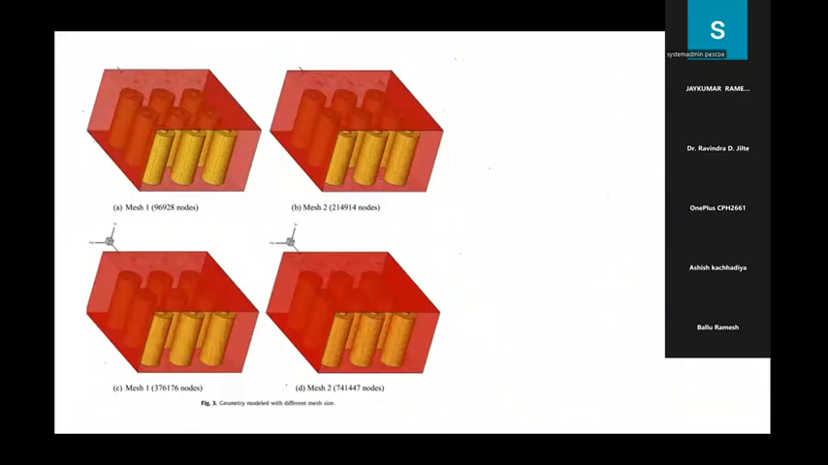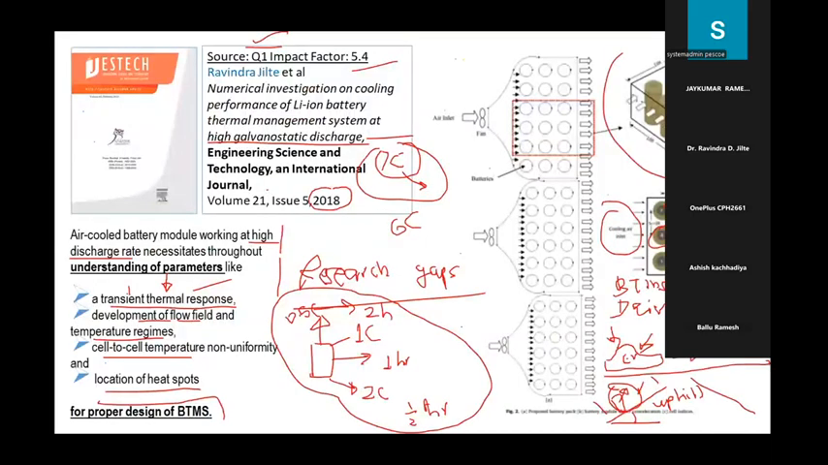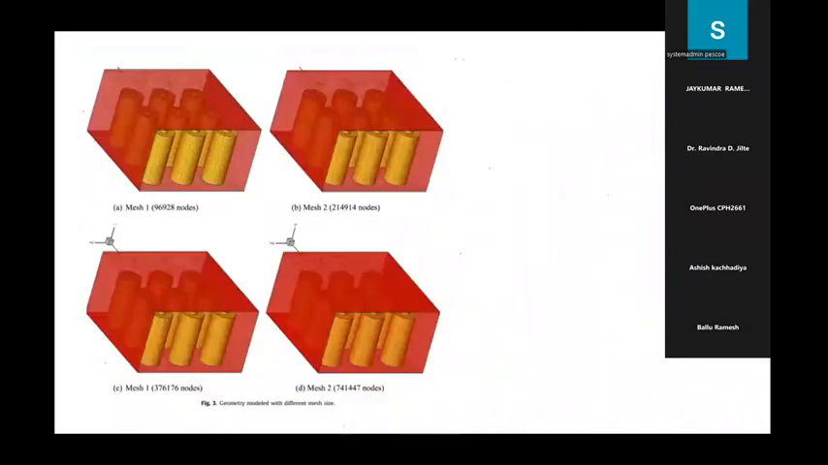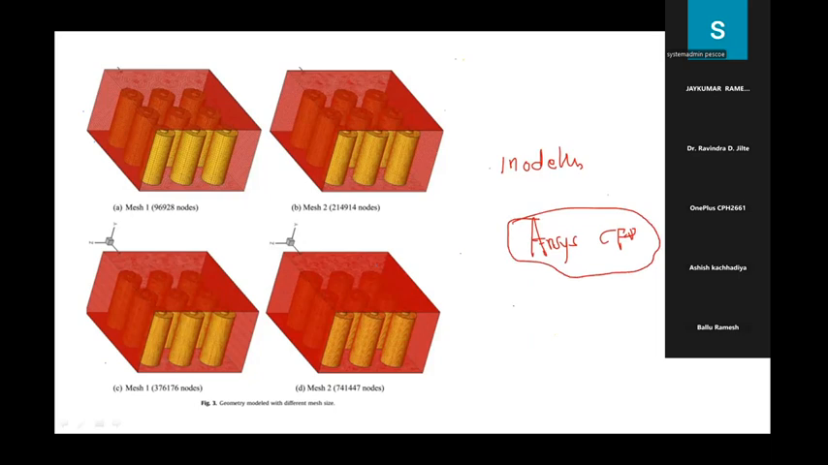Since just now I mentioned that many times, if you lack the infrastructure, the study can be conducted in a simulation way and it can be publishable, as I mentioned. So what we have done, I have just done the meshing of this, that is modeling and simulation. Now for this modeling and simulation, you can adopt any software. I adopted ANSYS CFD for modeling and simulation of battery thermal management systems.